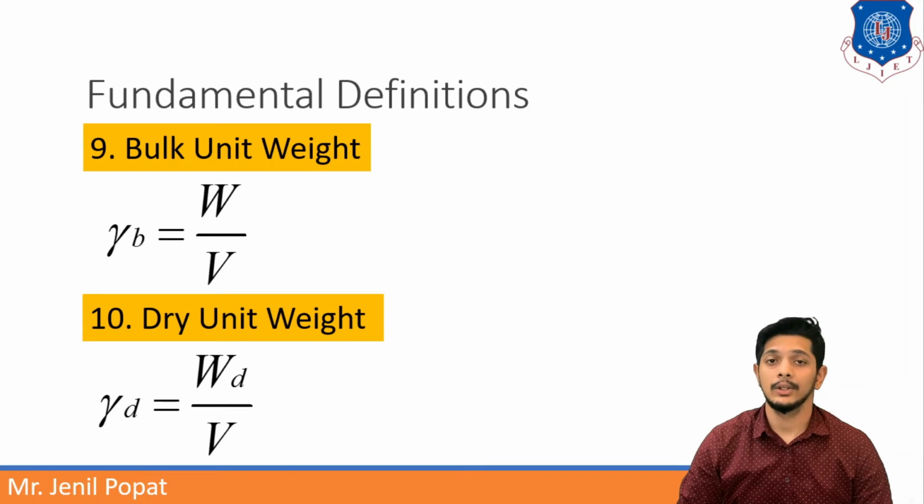Here next definition, that is dry unit weight, that is denoted by gamma D. Gamma D is equal to capital WD upon capital V. WD means weight of dry soil solids and V is the volume. So dry unit weight can be defined as the ratio of weight of dry soil to total volume. Generally, all the unit weights have the unit kilonewton per meter cube. Let us move to the next definition.